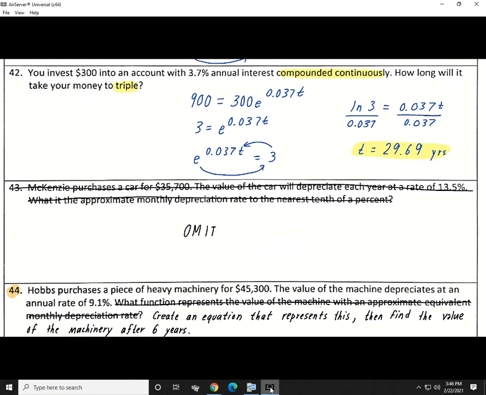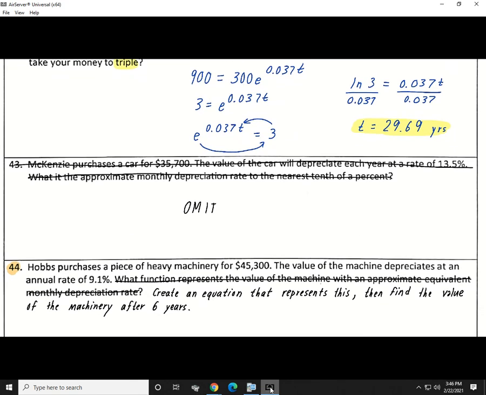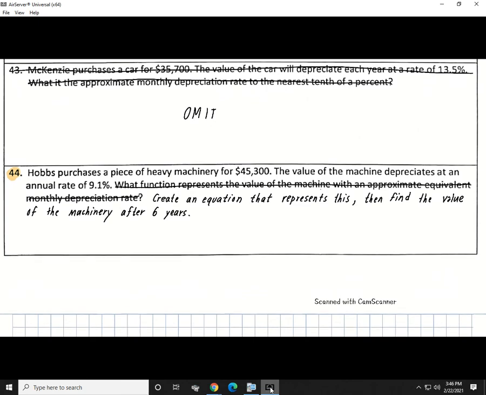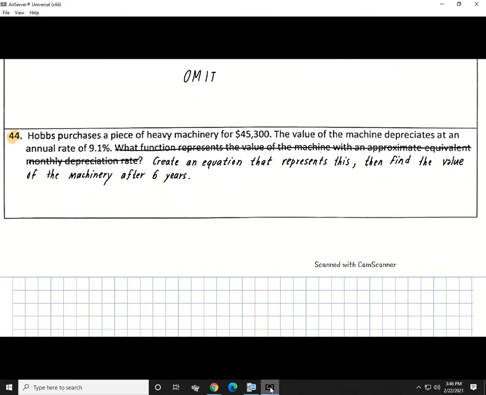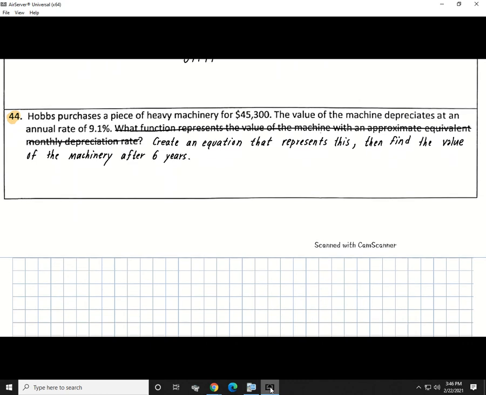Anyhow, number 42 is very similar. Number 43, you can omit it. It was one of those monthly problems that we skipped. And 44 was also a monthly problem that we skipped. But I want you to mark off that last little statement, and I want you to change it, the last statement, to this. Create an equation that represents this, then find the value of the machinery after 6 years. I wanted to do one that was depreciation, but I didn't want to do it monthly. I wanted to just straight up do depreciation. So remember, that's this formula. A equals P times 1 minus r to the t power.